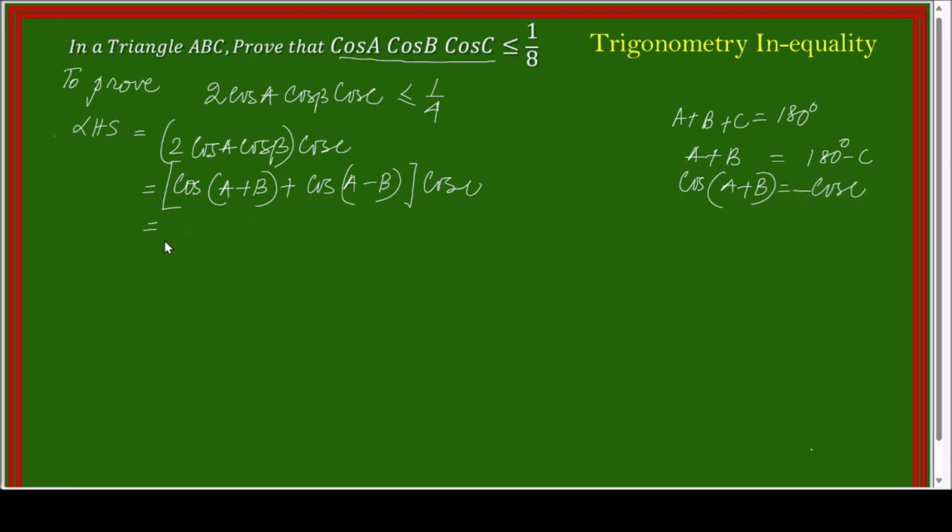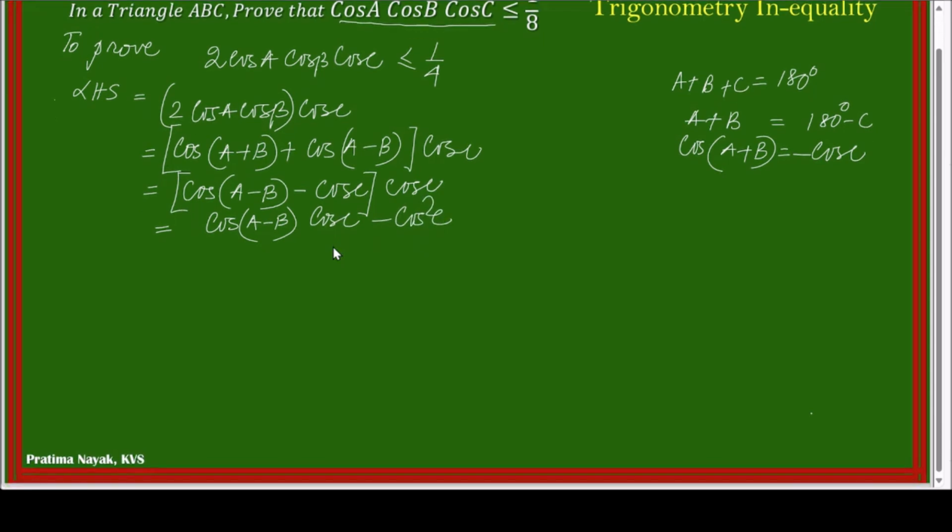So I'll replace it here. So this is equal to cos (A minus B) — I am writing it first because the other term will become negative — minus cos C, whole into cos C. Or this is the same as cos (A minus B) into cos C minus cos square C.